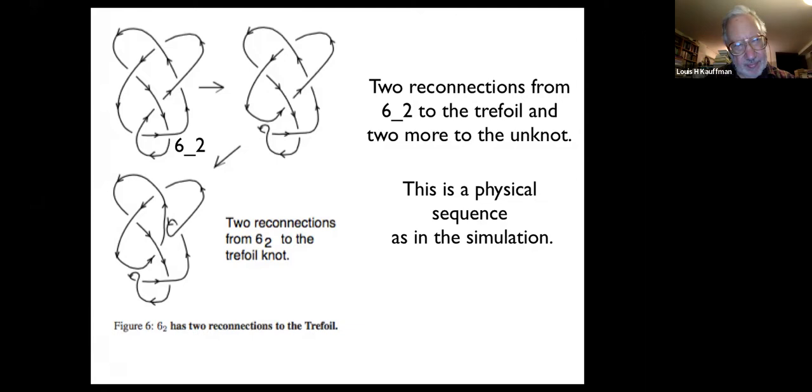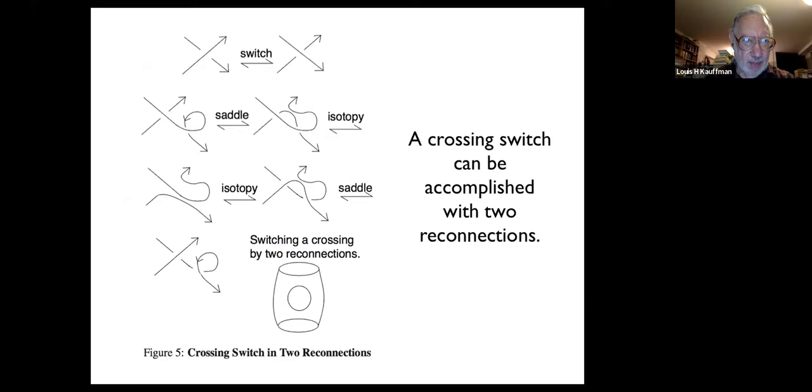However, a topologist could remark that a single crossing switch can be accomplished with two reconnections. Let's see that. That's important as a topological remark, but it may not be so physical. So here's a crossing, and I put a little twist nearby, and then I make sure the twist has an oppositely oriented edge, and I go through a saddle. And now I have a randomizer to move. I have an underlying curve, and I pull it back and push it back over the top and go back through one more time, reconnection.